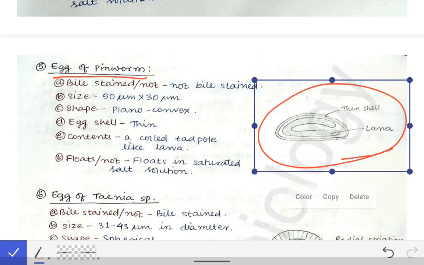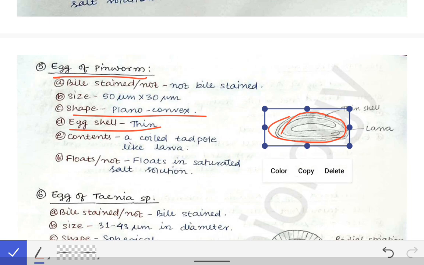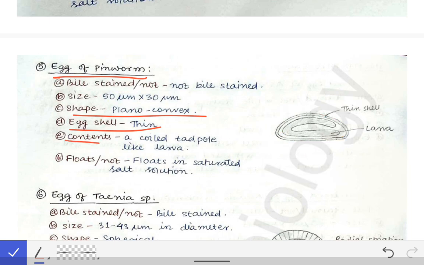It is plano convex in shape. The egg cell is thin, surrounding the egg. The content is a coiled tadpole-like larva.